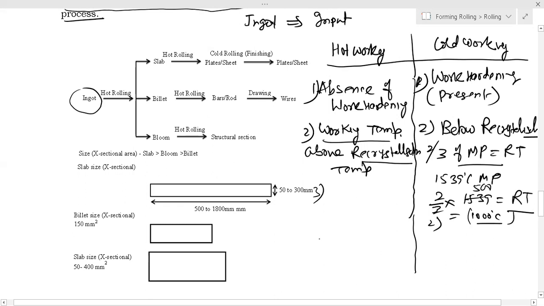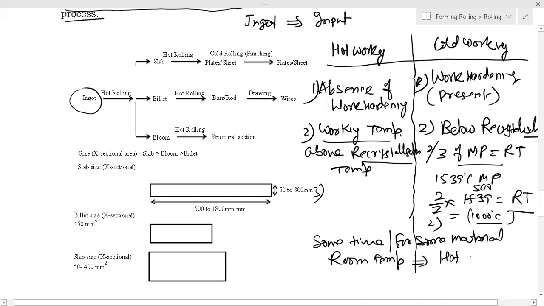Sometimes room temperature may be a hot working process for some materials like lead. For some materials, room temperature is a hot working process.